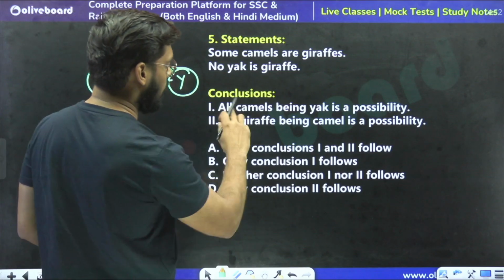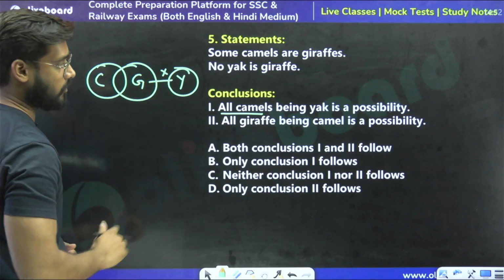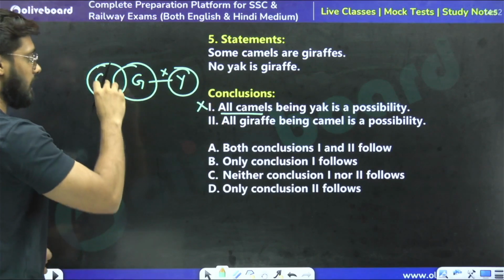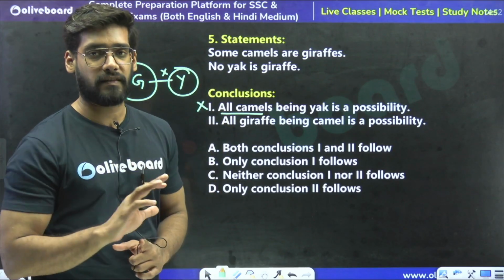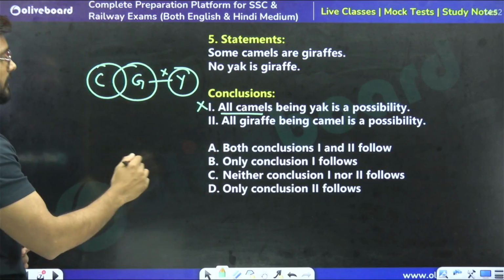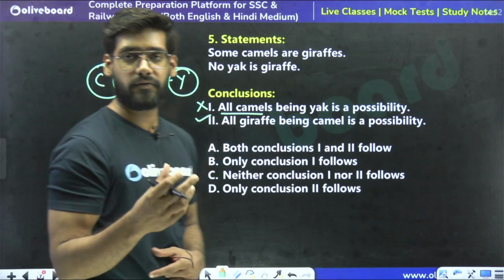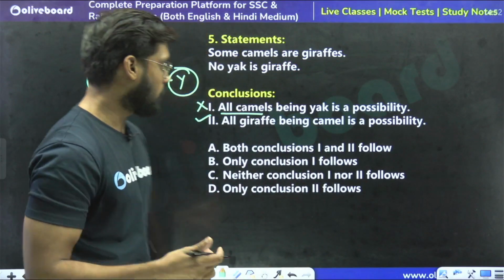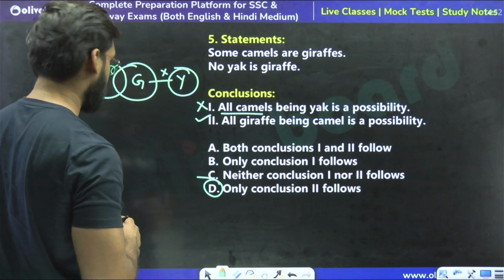Conclusion number 1, all camels being yak is a possibility. No, it is not possible. If I am fixing all the camels into the yak, then some giraffe will also enter, which is not possible. All giraffe being camel, can all giraffe be camel? Yes, all giraffe can go inside the camel. There is no restriction on the remaining part of giraffe with camel, right? So, only the second conclusion follows, which matches with option number D.